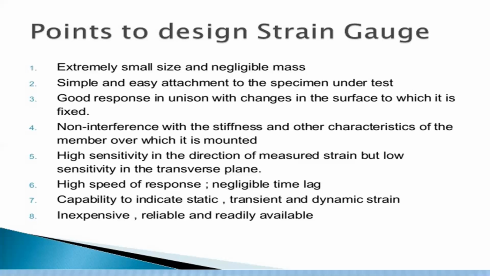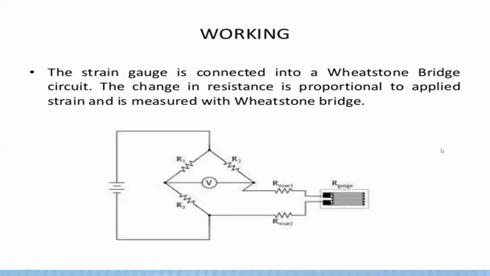High sensitivity in the direction of measured strain, but low sensitivity in the transverse plane, and a high speed of response with negligible time lag. Capability to indicate static, transient, and dynamic strain; inexpensive, reliable, and readily available. These are the different points to be considered to design a strain gauge.